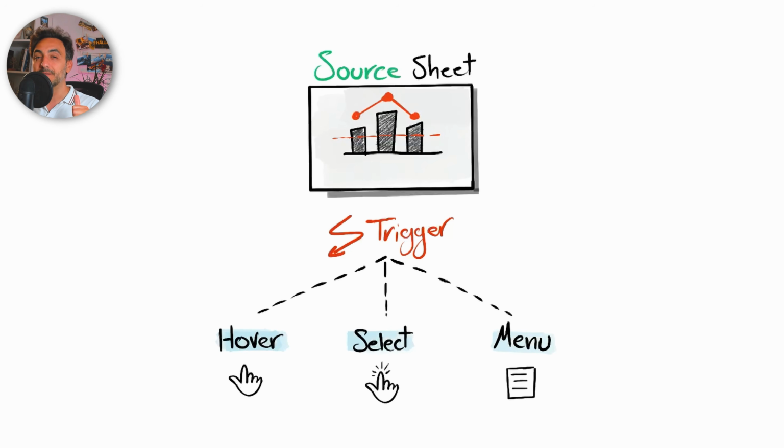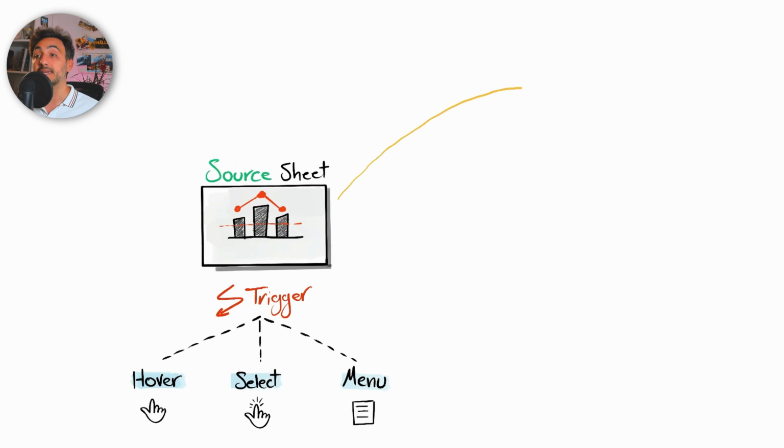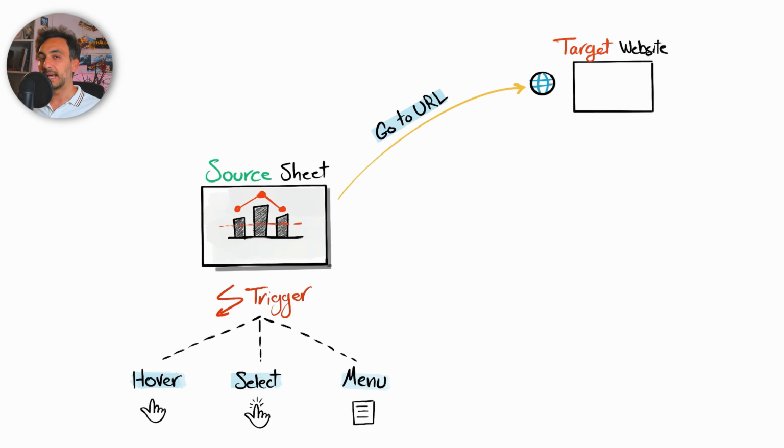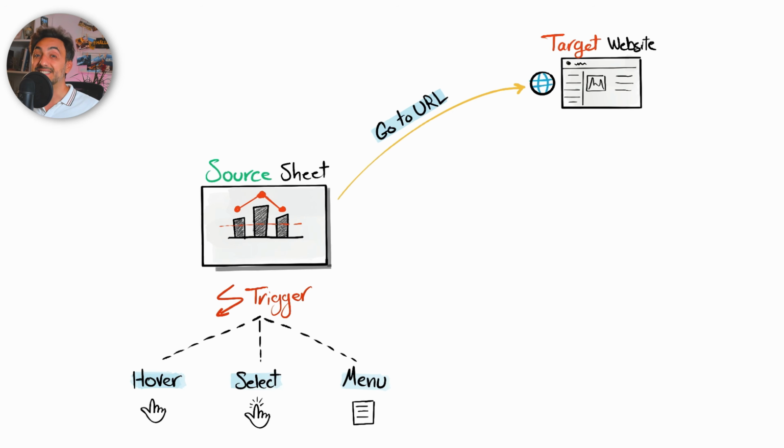And here we have 6 different options or actions. The first one is go to URL. That means Tableau is going to jump from Tableau to an external website. So the target is going to be a website, not Tableau or any visualizations.